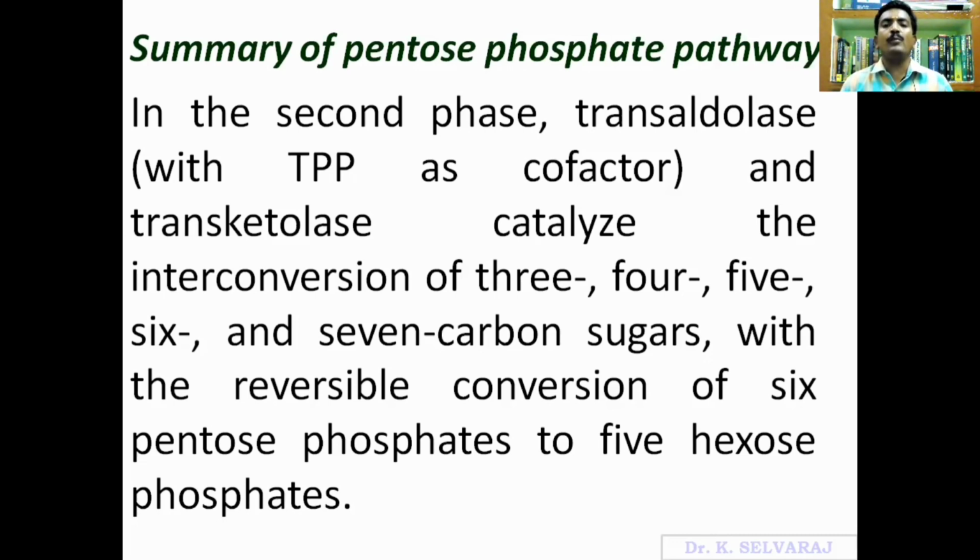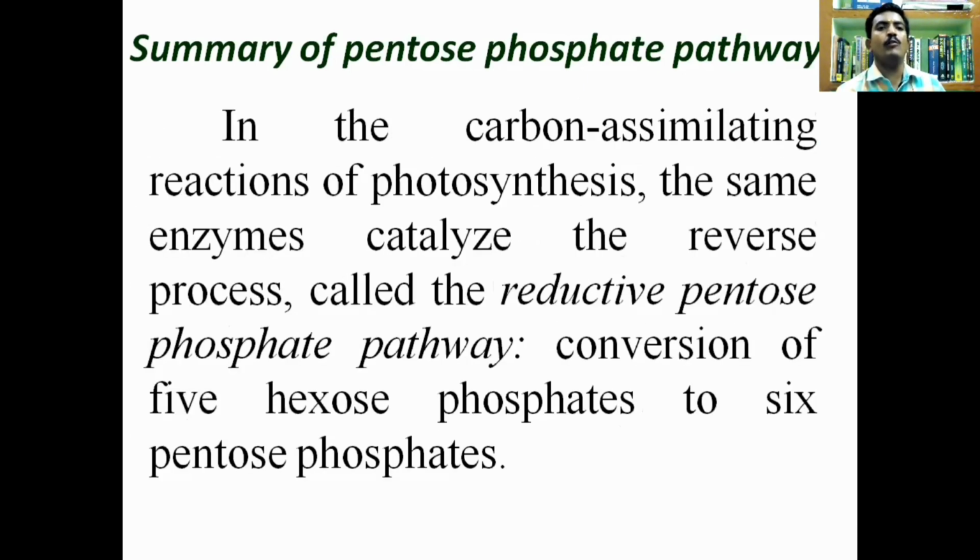In this reversible process, 3-carbon, 4-carbon, 5-carbon, 6-carbon, and 7-carbon sugars are produced. This pentose phosphate pathway finally gives 5 pentose phosphates. So 6 pentose phosphate sugars finally produce 5 pentose phosphates.